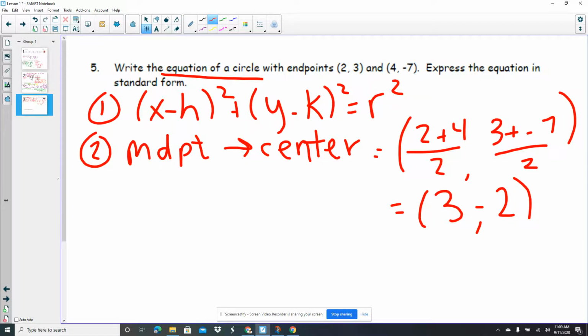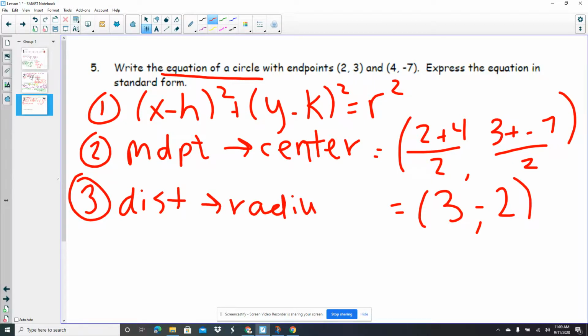Okay, so that's our h and our k. Last step is we need to find our r squared. We use the distance to find the length of our radius. Radius is a length. Now, if you wanted to sketch a picture, I'd advise that. You can pick either of these points along with the center point. I'm not going to pick the (2, 3) just because I already have a 2 and a 3 here, and I don't want to get really confused. So I'm going to pick the (4, -7).